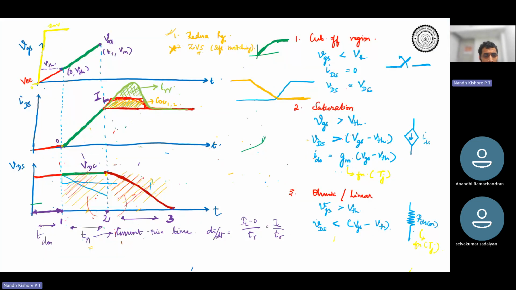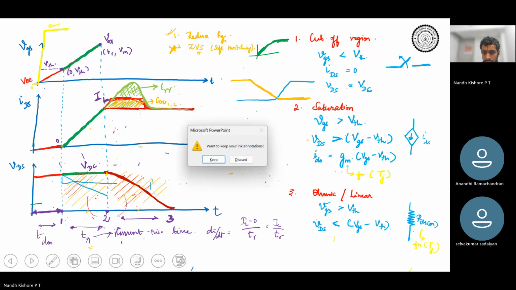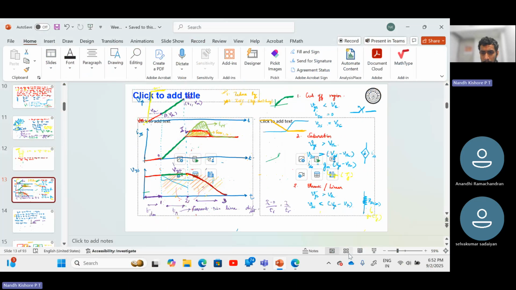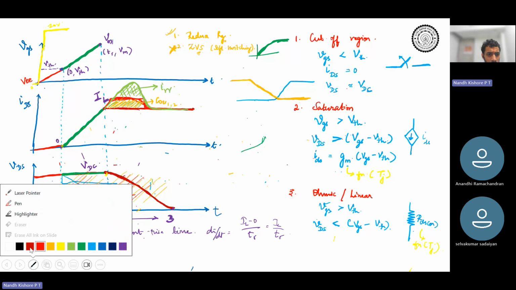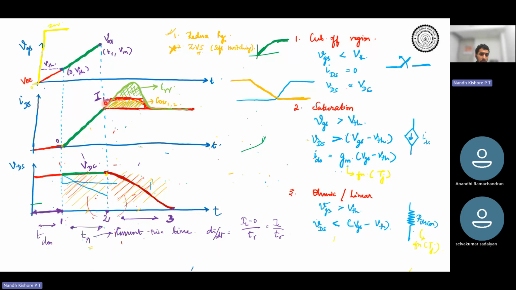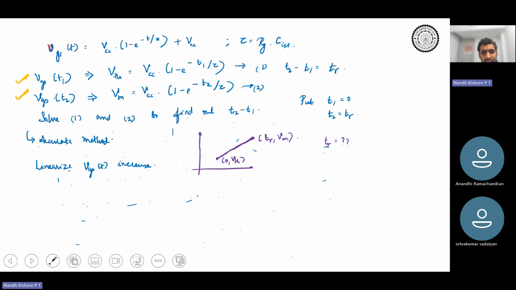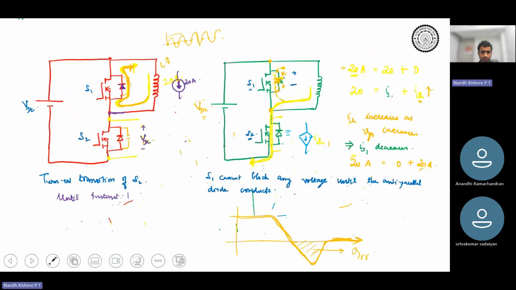Okay, so coming back, your gate source voltage increases linearly, and hence your current also increases linearly. And during this period, we saw that there is no fall in VDS, right? Because it's like a voltage controlled current source, right? And we also saw why the voltage falls. We saw this very elaborately in the last class, right?